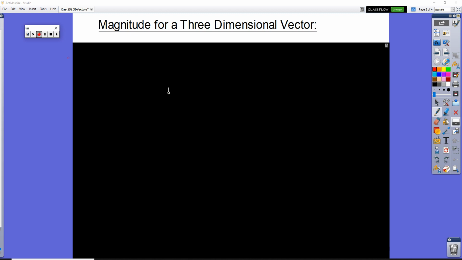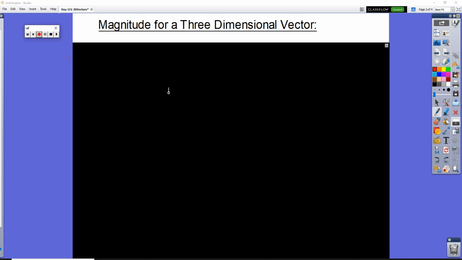What we need to do next is go back through a lot of the math that we learned for two-dimensional vectors and learn how to adapt it for three-dimensional vectors. So one of the first things that we're going to take a look at is how to find the magnitude of a three-dimensional vector. Now the symbol's the same. You're going to see what looks like a double set of absolute value signs around a vector.